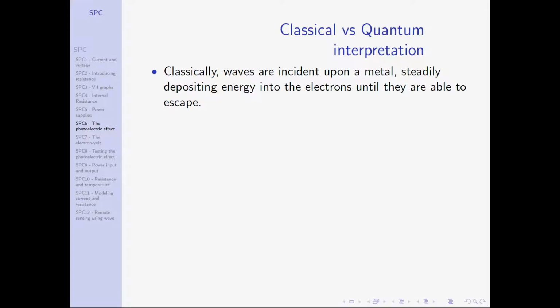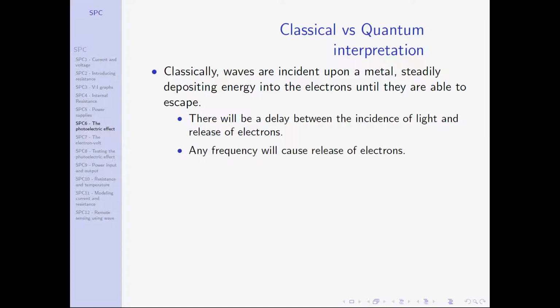The electrons will gradually gather the energy from the waves until they've got enough energy to escape from the metal surface and go flying off. So we predict there'd be a delay between the incidence of the light, because we've got to wait for the energy to build up. Certainly if we had a lower frequency with less energy associated with the wave, we'd potentially have to wait quite a while for enough energy to build up for the electron to escape.